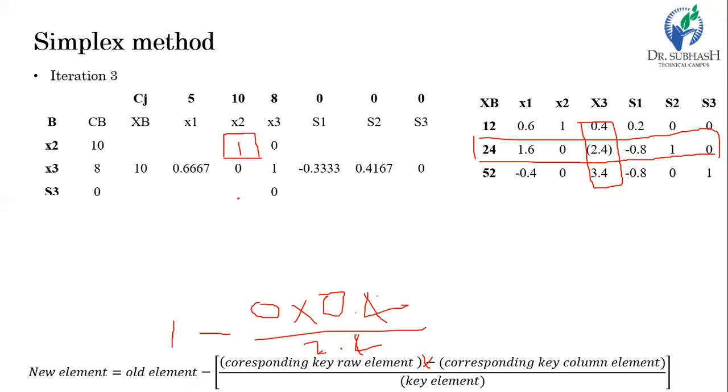By this way we get all the values of the related elements. So we get another solution, which is x2 equal to 8, x3 equal to 10. Now check for optimality, whether it is optimal or not.